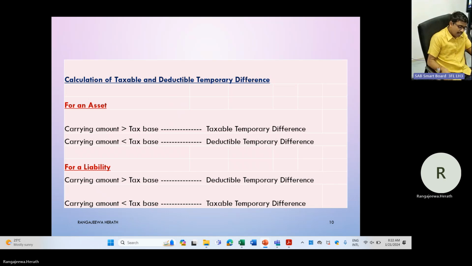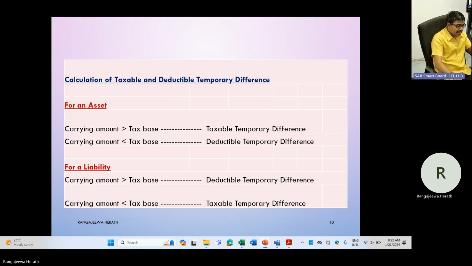Now take my example. We purchase a machinery for 10 million. Accounting purpose, depreciate 2 million, 2 million, 2 million over 5 years. Over a 5-year period you depreciate. Tax purpose, you depreciate 50%.